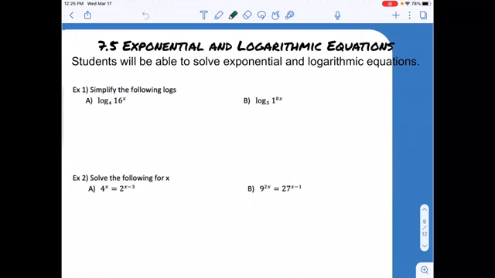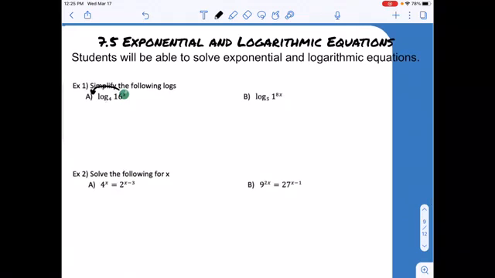So, like we saw before, if you have an exponent, this exponent can come down front when you have a logarithm, only when there is a logarithm. So we can rewrite this as x times log base 4 of 16. These guys are equivalent to each other.